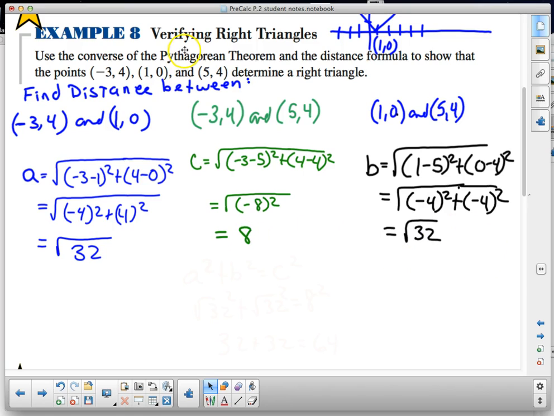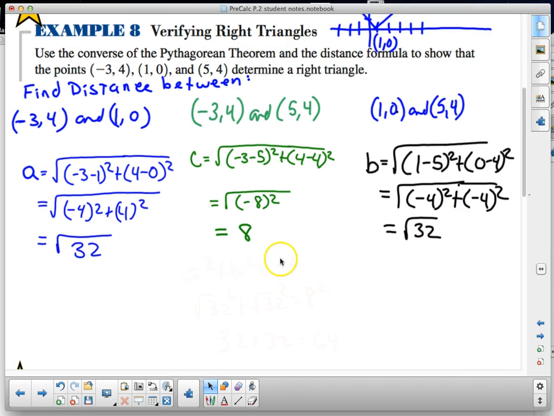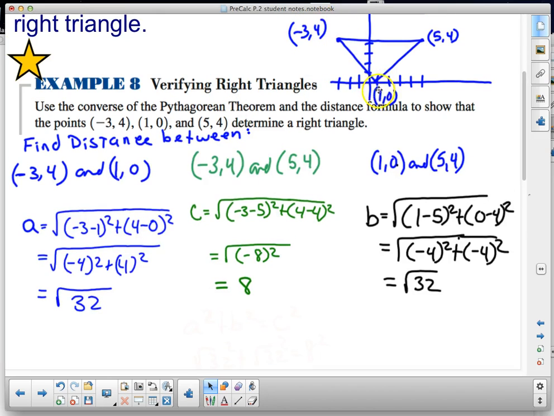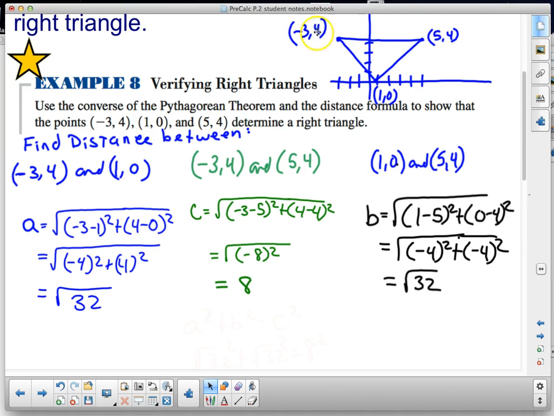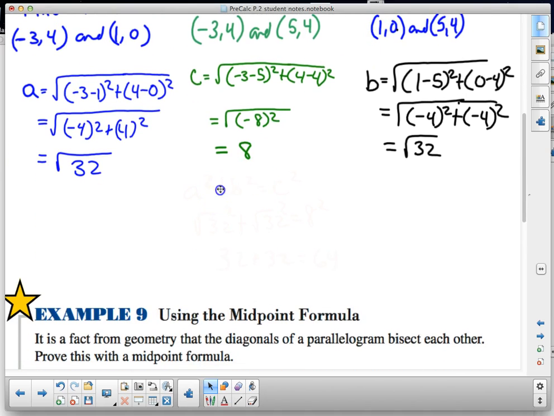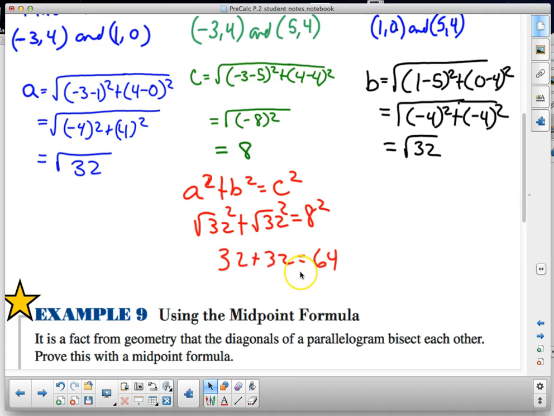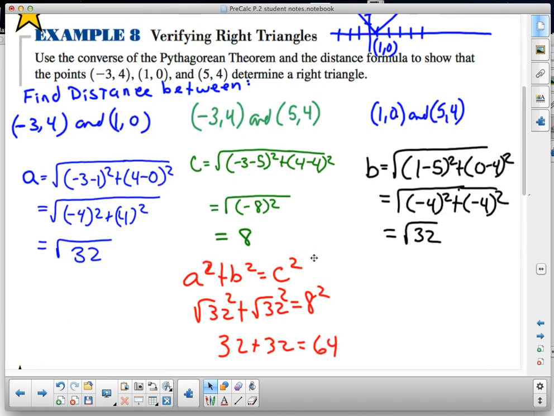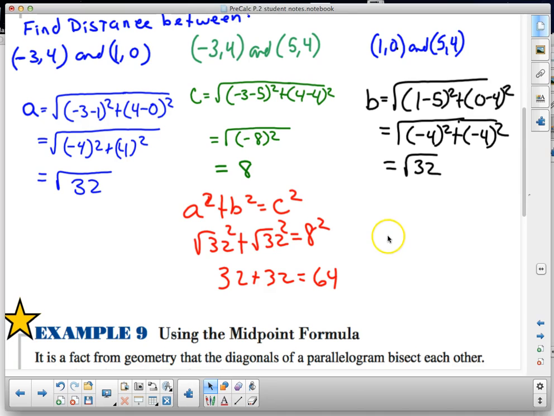So far, I'm pretty confident that this triangle is isosceles because 2 sides are the same length. But let's check this out. The 2 sides that are the same length, I'm going to use as my legs, and it makes sense because (-3, 4), (1, 0) and (1, 0), (5, 4) would be the ones that make the right triangle, as I sketch this out roughly up on top. So let's check this in the Pythagorean theorem. Square root of 32 squared plus square root of 32 squared equals 8 squared. Hey, 32 plus 32 is 64. It works. So I'm supposed to use the converse to determine a right triangle. It works. This is a right triangle.